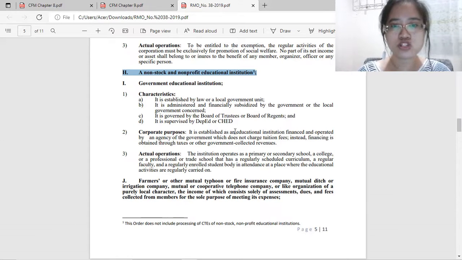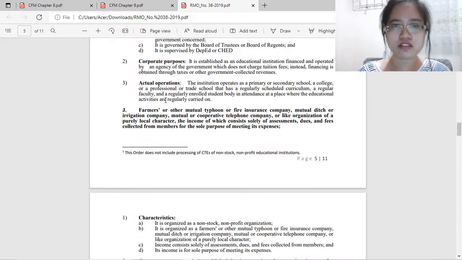Corporate purposes: established as an educational institution, financed and operated by an agency of the government, DepEd or CHED, which does not charge tuition fees. Instead, financing is obtained through taxes or other government-collected revenues. Hey, this sounds like government-operated educational institutions, but it's the same. As long as a private school is recognized by DepEd or CHED, governed by a board of trustees, and properly registered as a corporation, then that's good to go. Essentially the same.